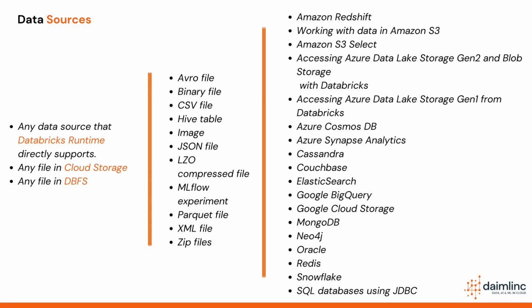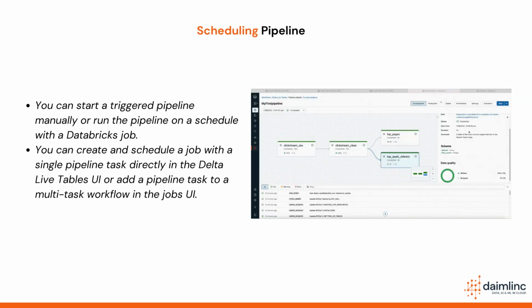You can use any of the data sources as a source for your DLT pipeline. That includes any data source that the Databricks runtime directly supports. Examples include different file types such as Avro, JSON, XML, etc. and other supported sources such as Redshift, Snowflake, Azure Blob Storage, SQL databases using JDBC, Azure Cosmos, Oracle, S3, etc. Any files in the cloud storage and any files in DBFS are sources supported by Delta Live Tables.